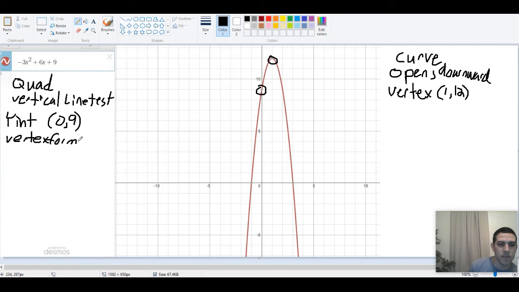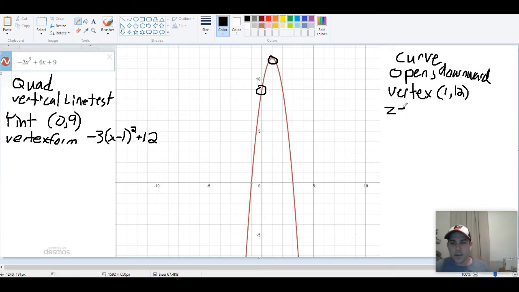Now remember, vertex form is going to be our a value, which I can steal from my equation up here, -3. Then I'm going to have an x minus the x coordinate of my vertex, 1. So x minus 1. Put it all in parentheses and square it. And then add the y value of the vertex. Vertex form. Alright, not bad.